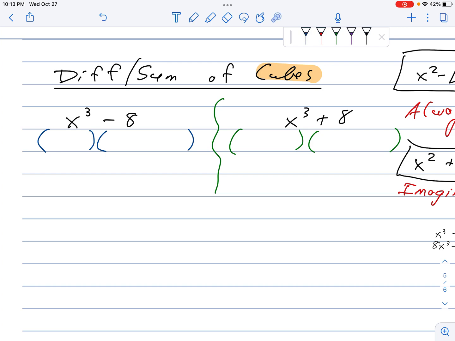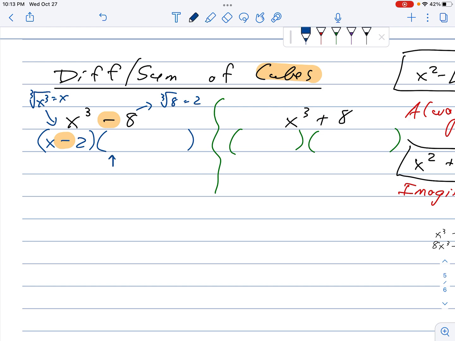First thing you do is you're going to look at this x to the third. What is the cube root of that x to the third? Well, that would just be x. And then what is the cube root of this 8? Well, that would just be 2. Okay? That would just be 2. Now, whatever sign this is, that is the sign that goes here. Okay, so far, so good.